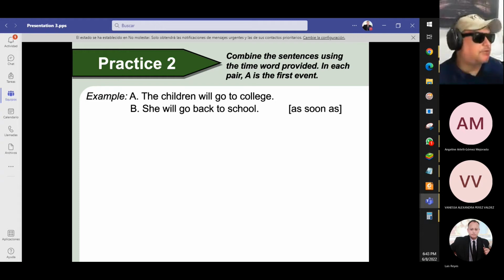Por ejemplo, the children will go to college. Eso tiene que suceder primero. She will go back to school. Fíjate que ambos están en el futuro, pero obvio, uno se va a quedar en el futuro y el otro tiene que ser en el presente simple cuando lo uses con as soon as. Entonces, ¿quién sabe qué tiene que suceder primero y cómo lo vas a decir?